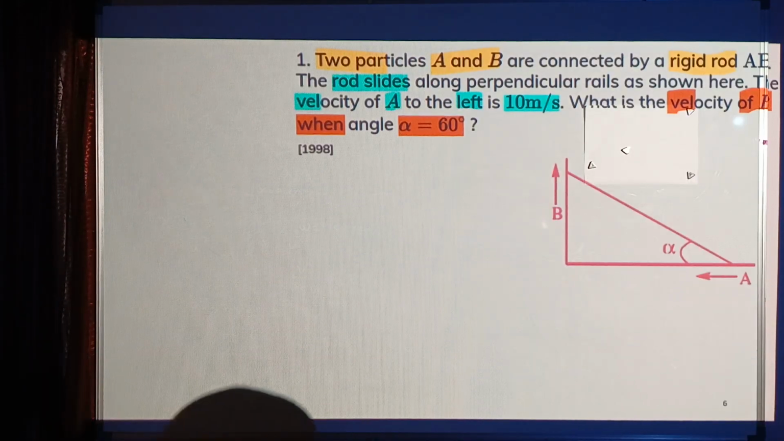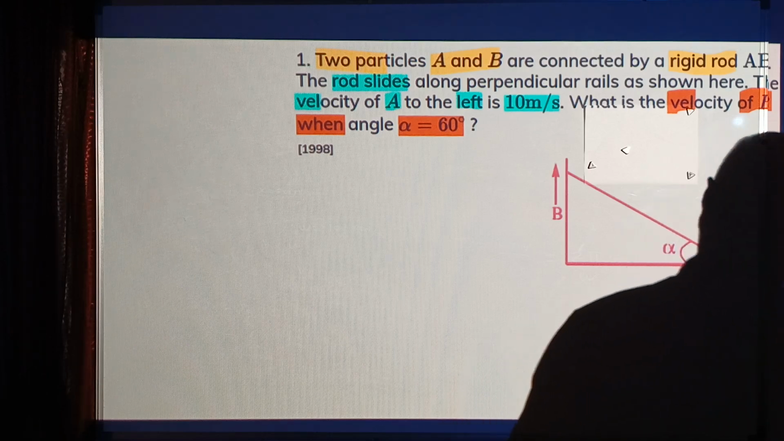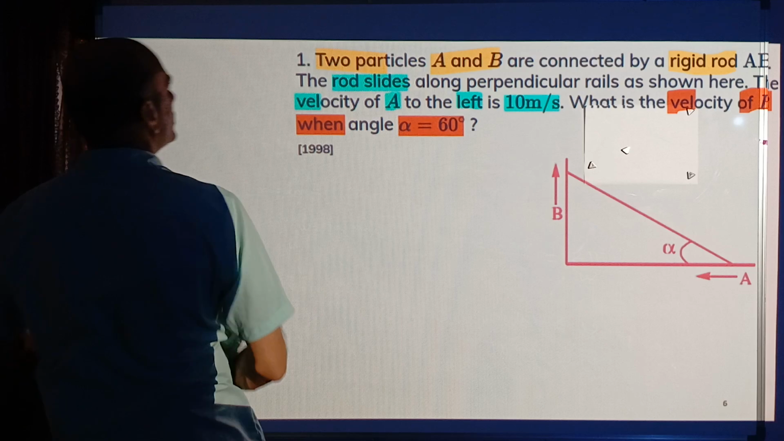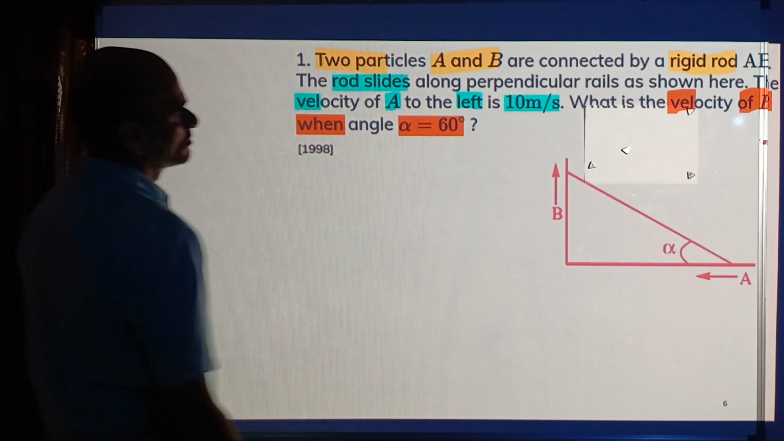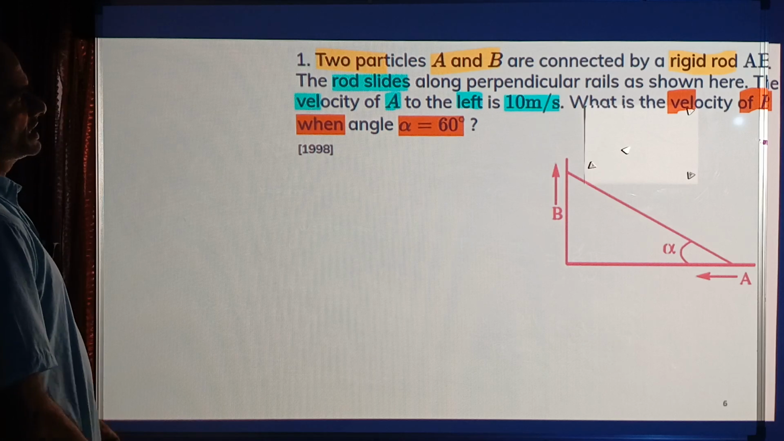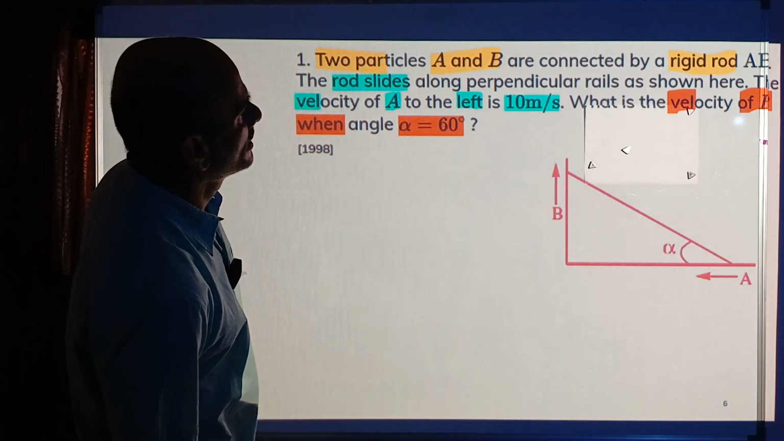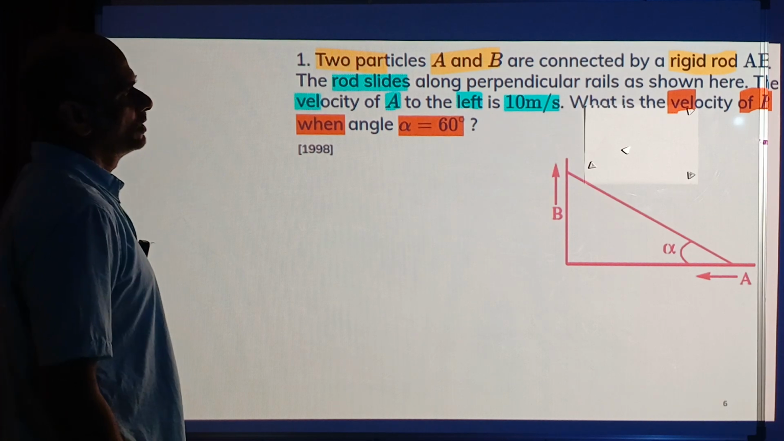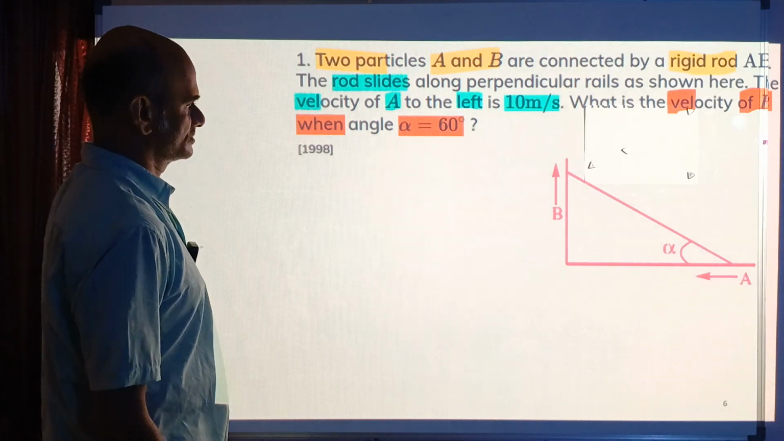This is the next question. Two particles A and B are connected by a rigid rod. The rod slides along perpendicular rails as shown here. The velocity of A to the left is 10 meter per second. What is the velocity of B when the angle alpha is 60 degrees?